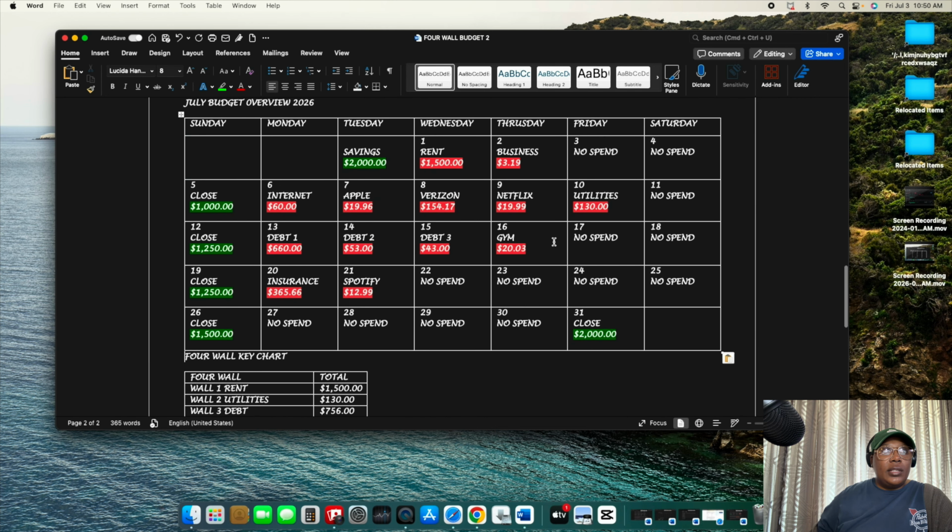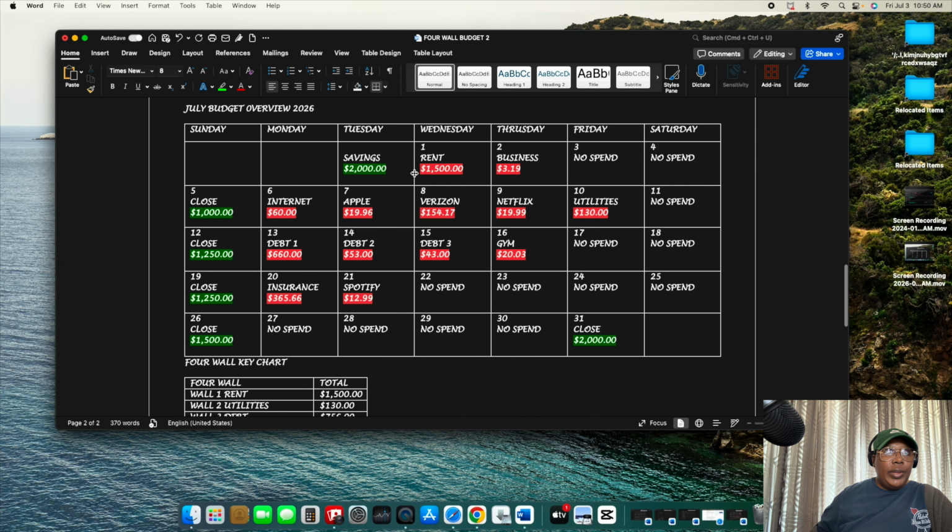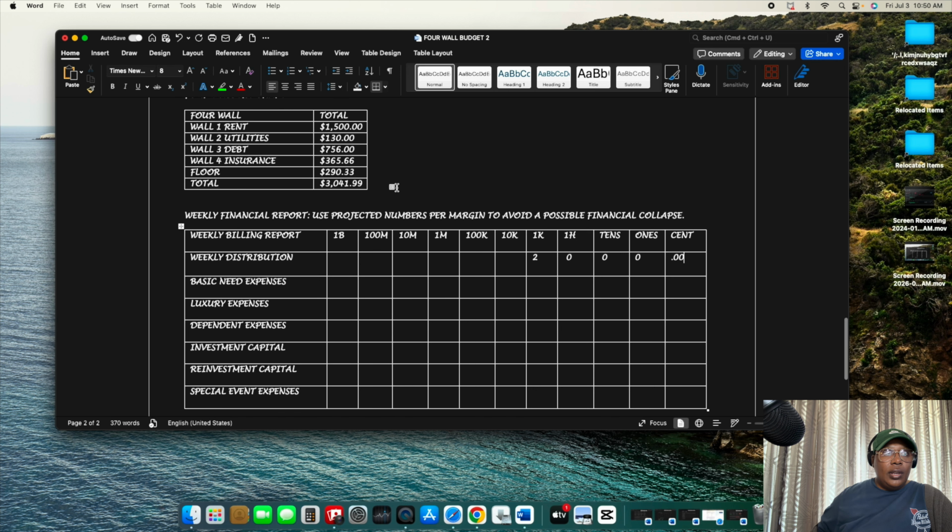So if we go back to the overview, you can see we came in with a savings of $2,000. So that's what we started with, and that's what we're going to start with in the budget. From there, we had rent at $1,500, i.e., any basic need expenses.